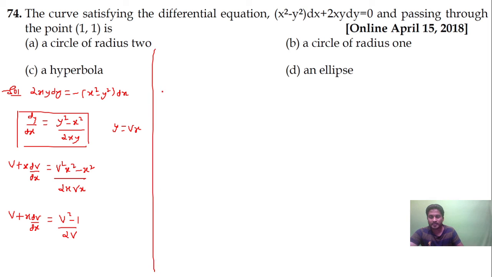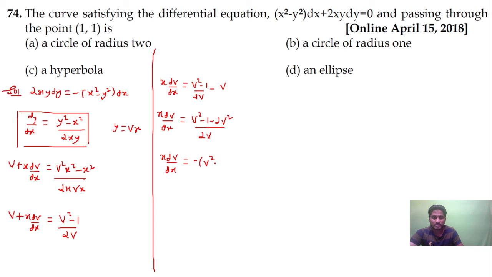Okay, now if I separate them, x into dv by dx is equal to (v square minus 1) upon 2v. Shift here, it will be minus v. So x into dv by dx is equal to, if you cross multiply, (v square minus 1 minus 2v square) divided by 2v. Take minus common, it will be minus (v square plus 1) divided by 2v. If I just skip one step, guys, so 2v divided by (v square plus 1) into dv is equal to minus dx upon x.